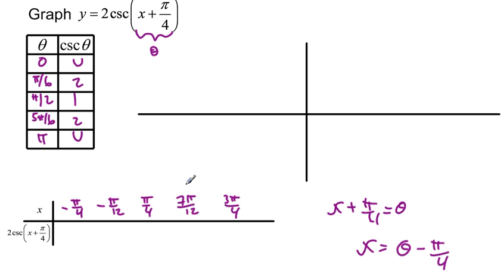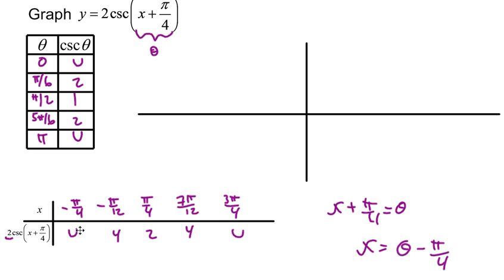So we just took care of the x plus pi over 4, which is a shift to the left by pi over 4. Now, to take care of this 2, we multiply all these by 2, so we get undefined, 4, 2, 4, undefined. How did I get these? I multiplied them by 2. So we have our 5 main points, and once we get these graphed, all we're going to do is shift them, and then we're done.